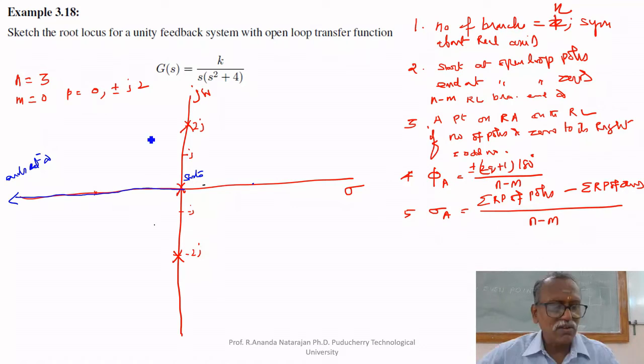Then, what does the fourth rule say? Angle of asymptote: 2q plus 1 divided by n minus m. N equal to 3 and m equal to 0.